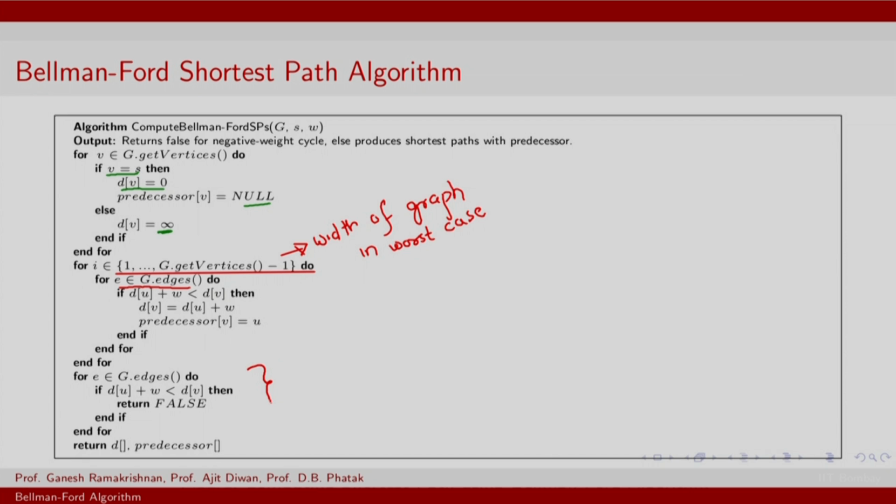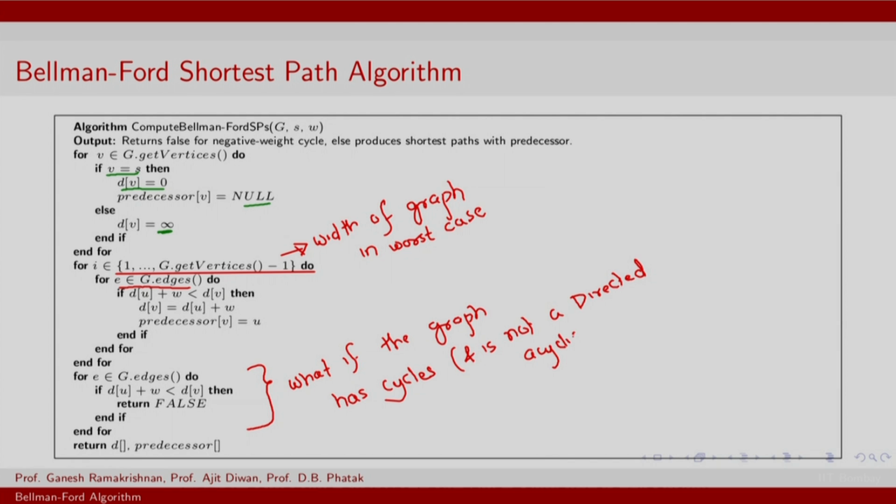What is the part here at the end? Well, so far we have assumed that our graph is a directed acyclic graph, abbreviated as DAG. What if the graph has cycles and is therefore not a directed acyclic graph? Even in the case that the graph has no negative edges, it might just have cycles.